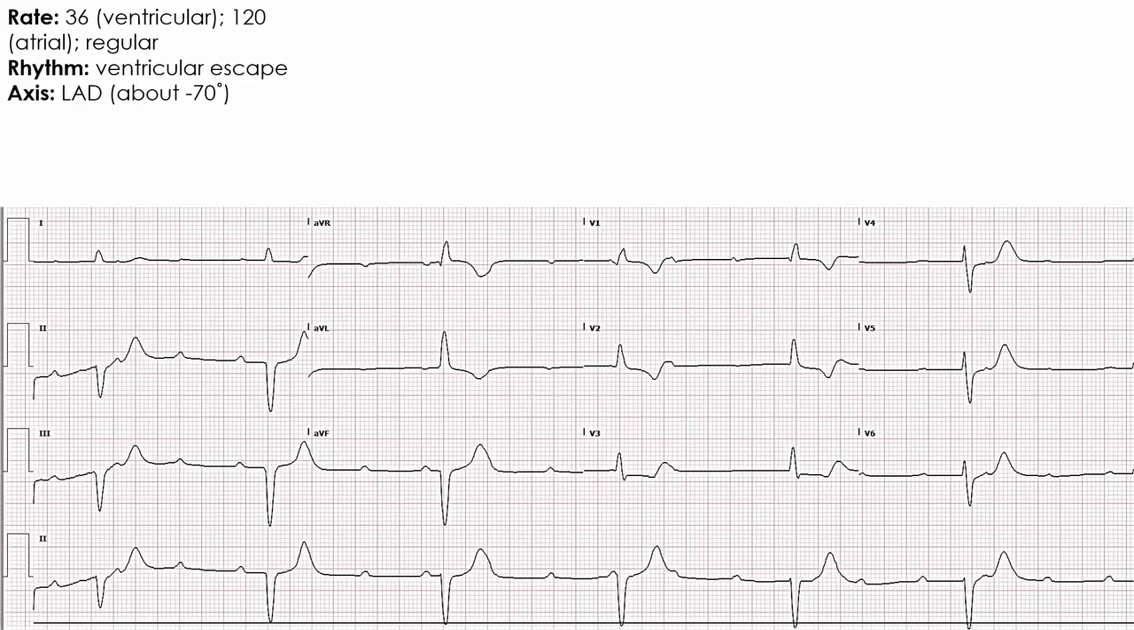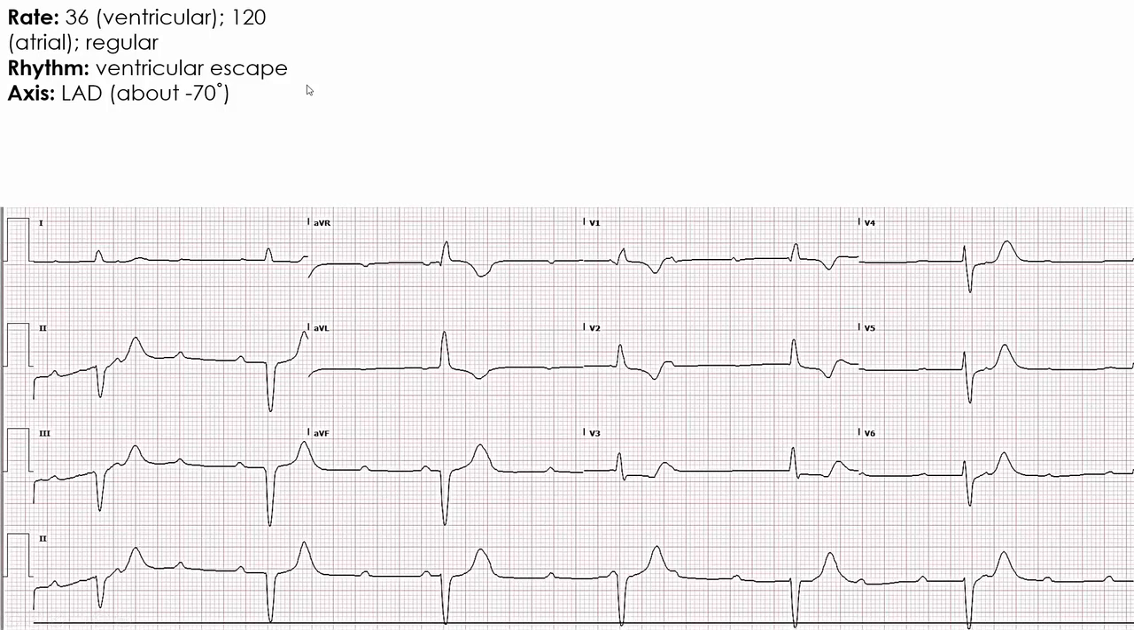Alright, so we have a bradycardia, a ventricular rate of 36. And I say ventricular rate because looking at the QRS complexes, we've got 6 of them in the rhythm strip, so 36. But we can clearly see that there are more P waves than there are QRS complexes. So the atrial rate is different. It's about 120.